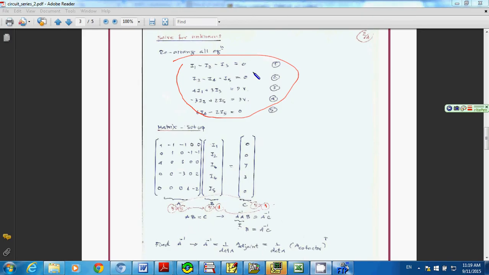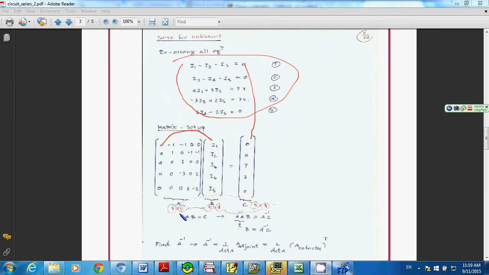Okay. So for equation number 1, you pick up 0 here, and to multiply I1, I2, I3, I4, I5, you can see you need to multiply this coefficient. Let's go through this one first.